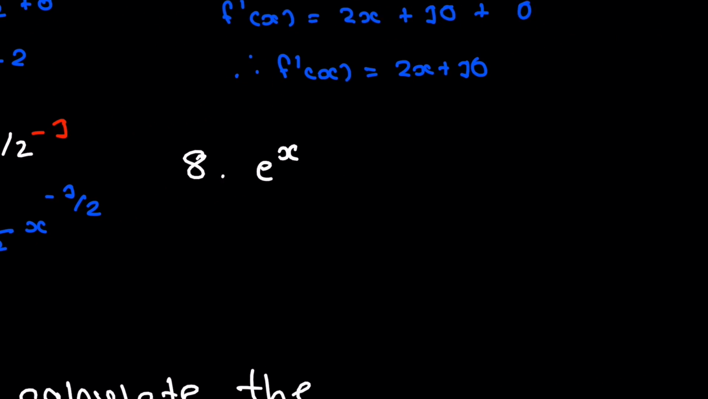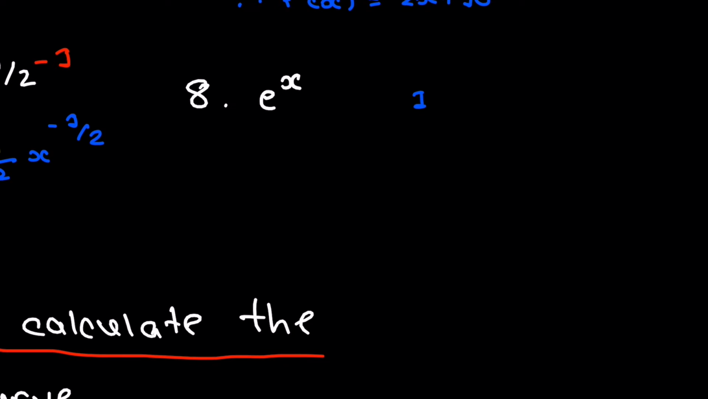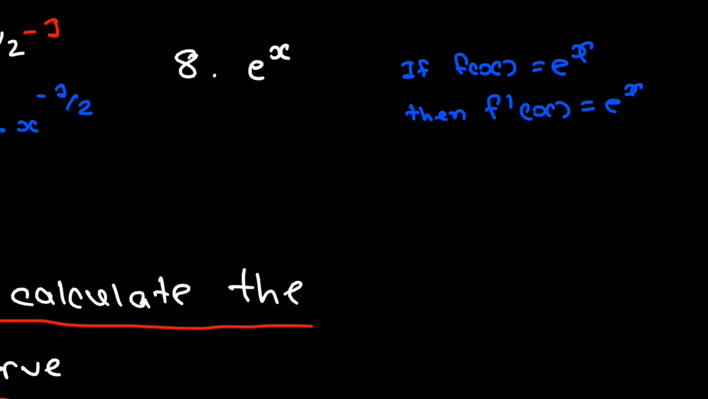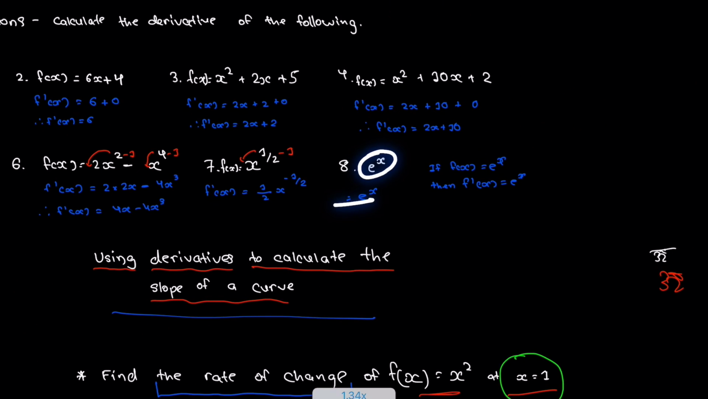Next function, and this is an important rule you need to remember. I'll just write it down over here. If f of x is equal to e to the x, then f dash x is also equal to e to the x. Okay, so the derivative of e to the x is just e to the x itself. And there is a reason behind this, and I'll explain this in another video because I don't want to overcomplicate anything. But for now, just remember that the derivative of e to the x is just e to the x, okay? So yep, these are the 8 questions and their worked solutions.